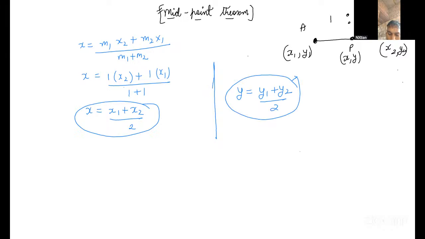The same formula will be there. M1 I will write 1, M2 I will write 1, upon 1 plus 1 becomes 2. So it becomes y1 plus y2 by 2. Everyone write it down.